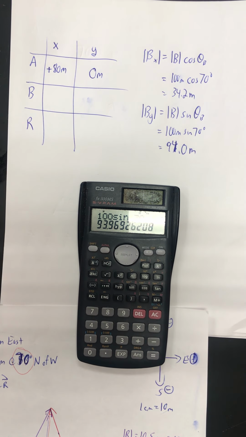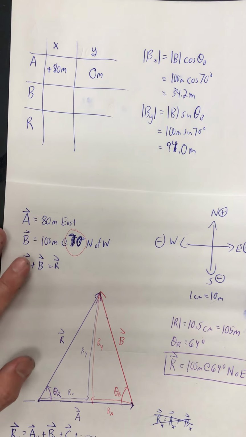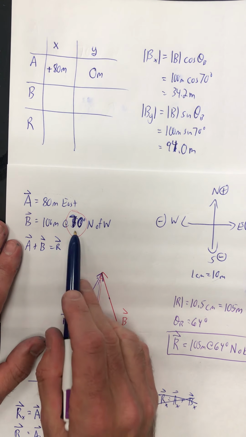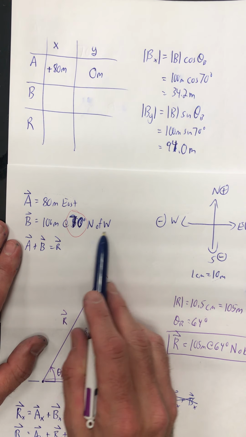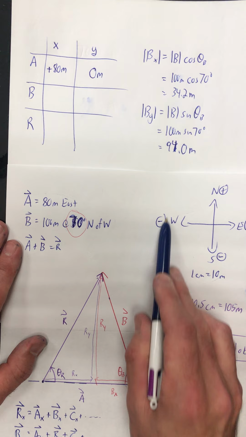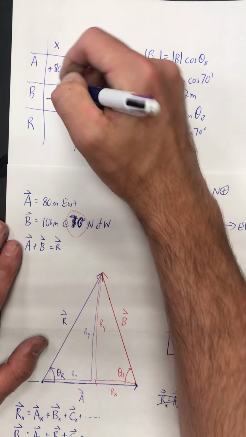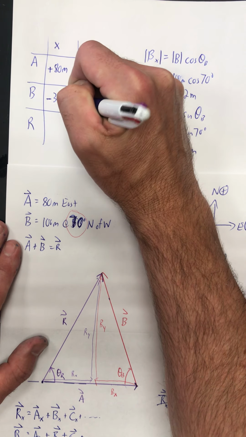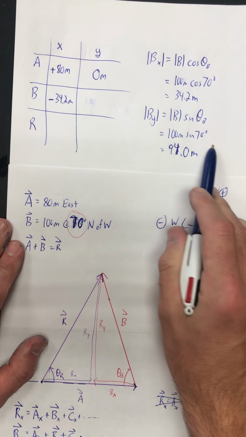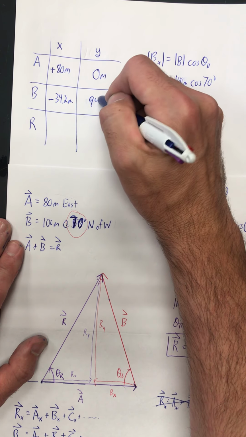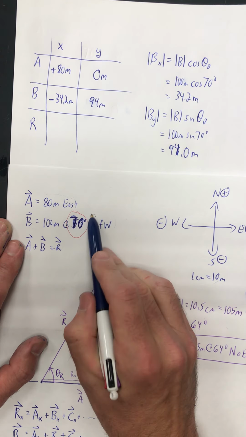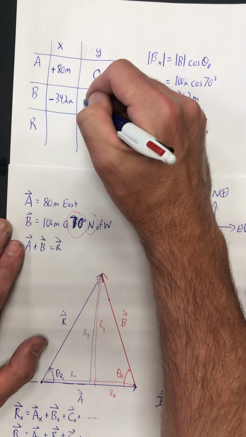Now I need to put them on my table. But here's where I need to make sure I'm using directionality. Because if I look at the x component here, that's west, so this has got to be a negative 34.2 meters. And then vertically, 94 meters, and it's a north vector, north is positive, boom.